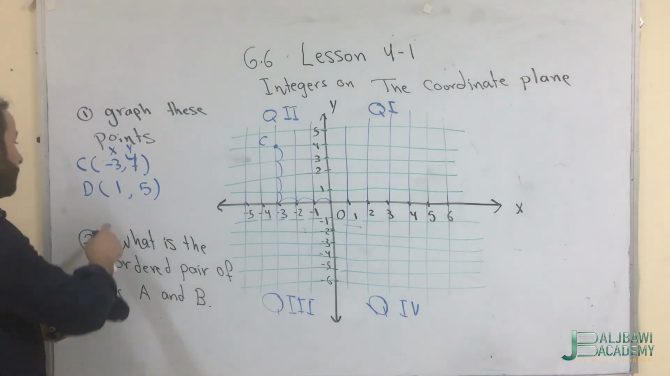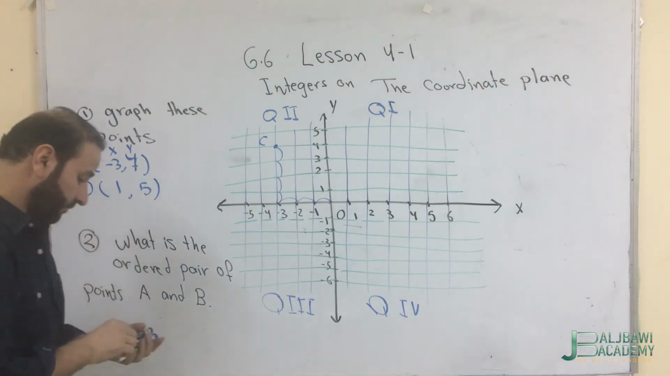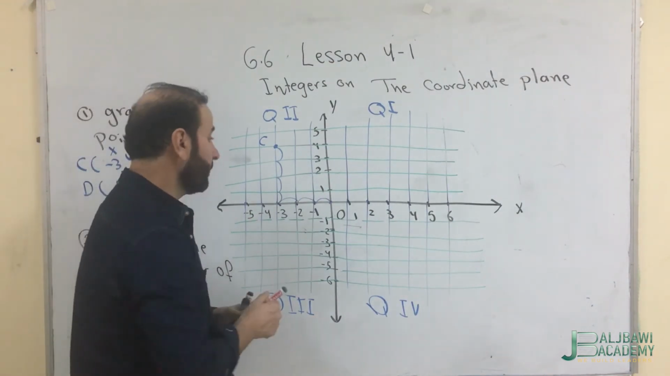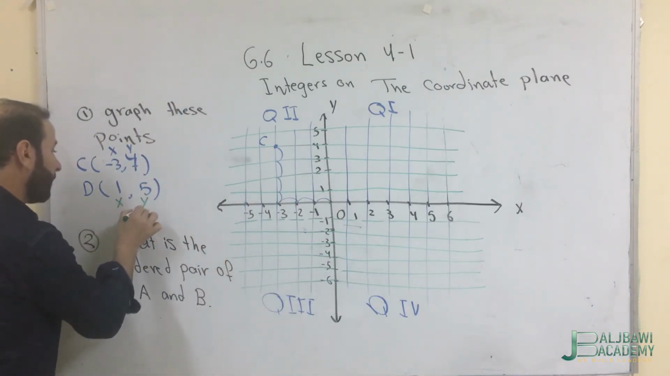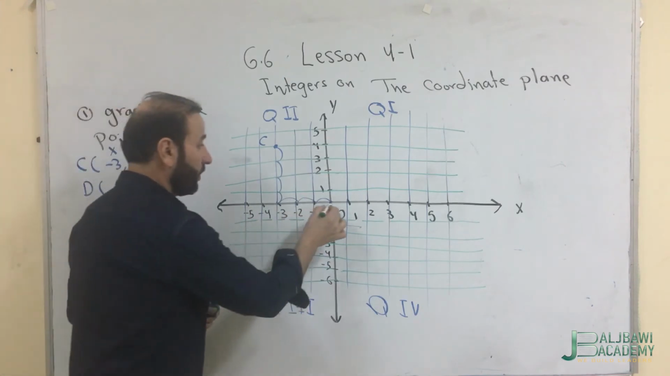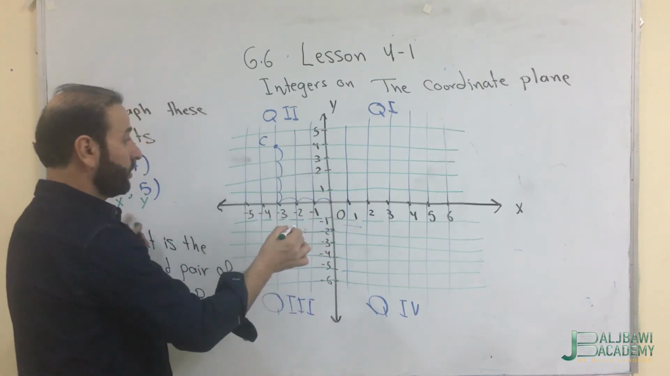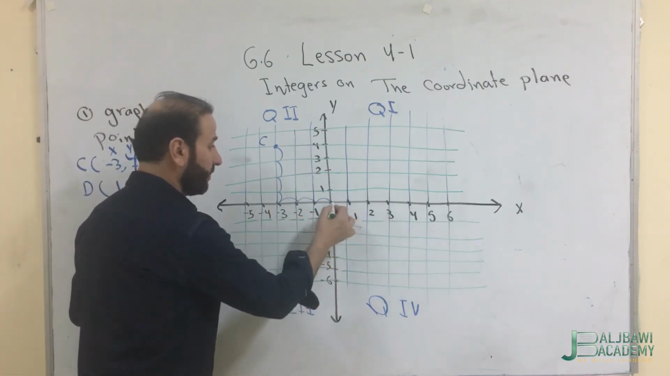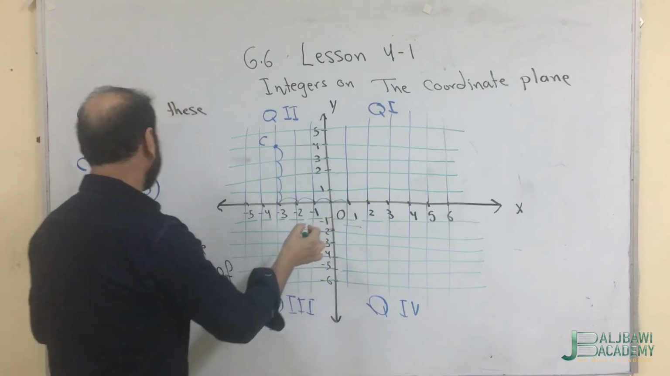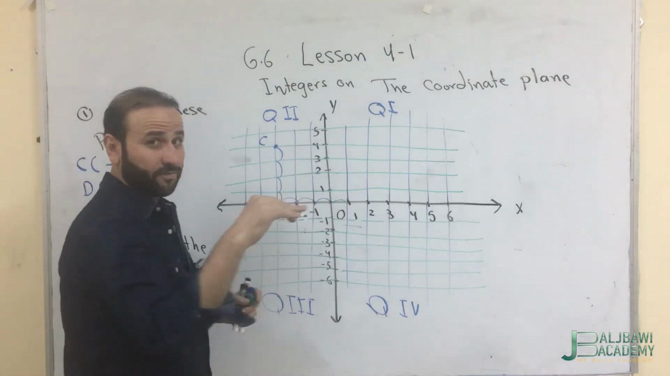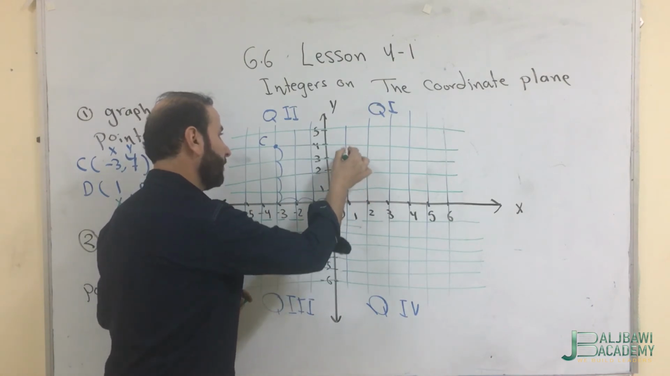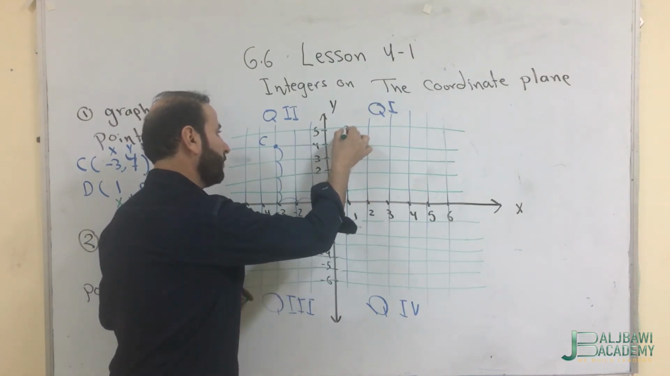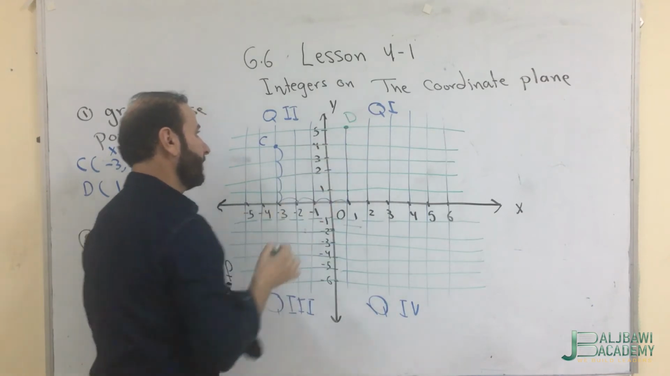Another example, D, 1, 5. As you can see, 1 is the x coordinate, and 5 is the y coordinate. Now the x coordinate is 1, so I move to the right because it's positive. And the y coordinate is 5. It's positive, so I go up. 1, 2, 3, 4, 5. Here I put a dot and I label D.